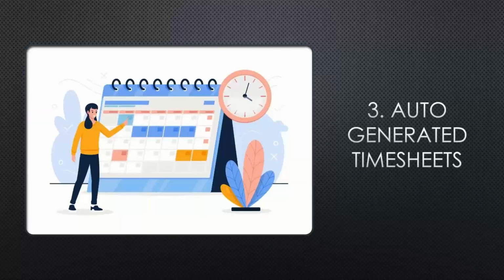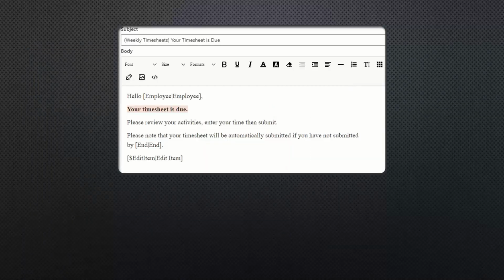We need to have automation going on. Particularly, we want to have auto-generated timesheets. It would be silly to ask each of our employees to go in and manually create their timesheet each week. We should be able to automate that. So, each Sunday, we want a timesheet created for each employee.